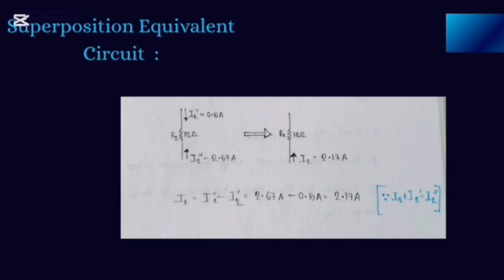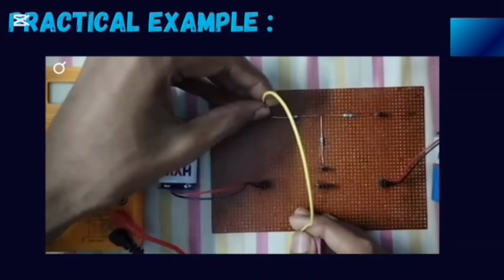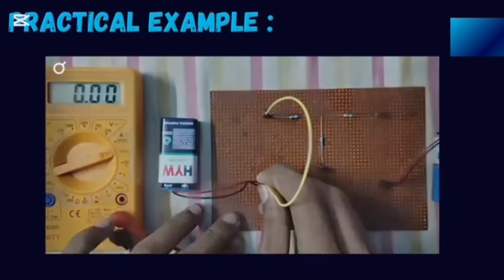We saw the circuit, and then the equation I2 is equal to I2 double prime minus I2 prime, equals 2.67 ampere minus 0.5 ampere, and the total value of I2 equals 2.17 ampere. And then we saw a practical example of superposition theorem.